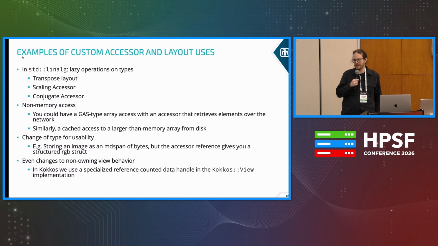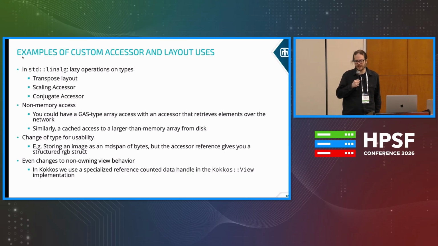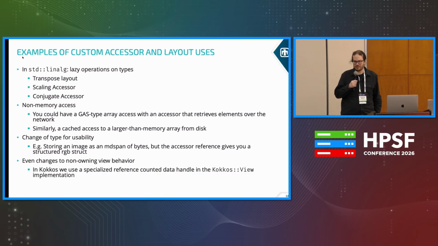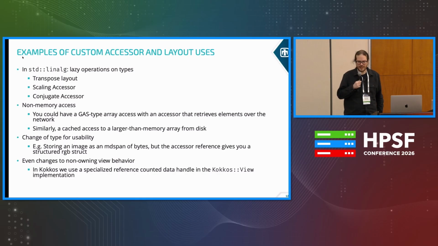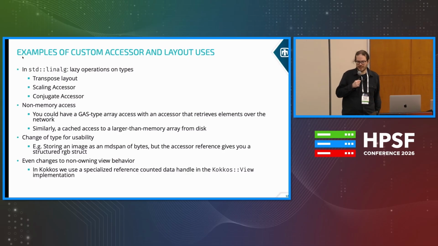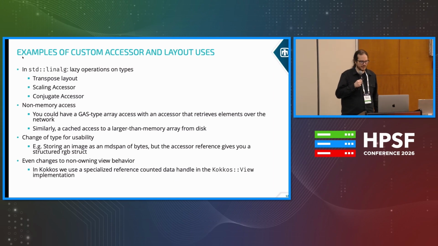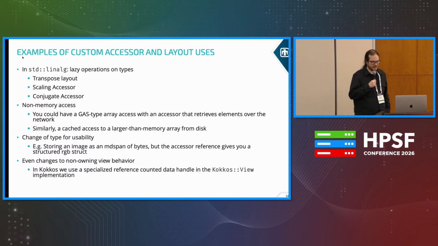For example, there's a transpose layout. The idea is that if you create a transpose layout, you're not actually performing any transpose operation up front, so you don't have to pay the cost of copying every element of your matrix. But whenever you access any of the elements, it's actually mapped to the transpose of that element. So you get this nice lazy behavior where you only pay the cost of the transformation whenever you're accessing an element. Similarly, there's a scaling accessor and a conjugate accessor that, whenever you access one of the elements, will perform a scaling or a conjugate operation on that element.